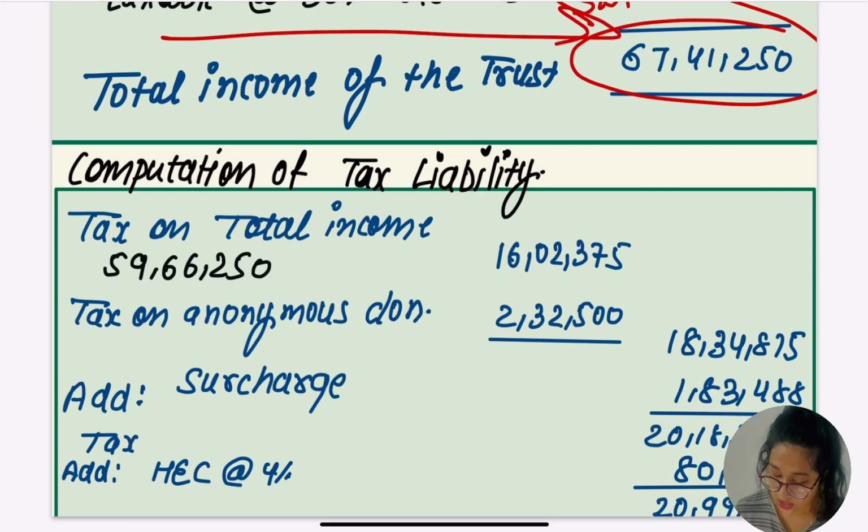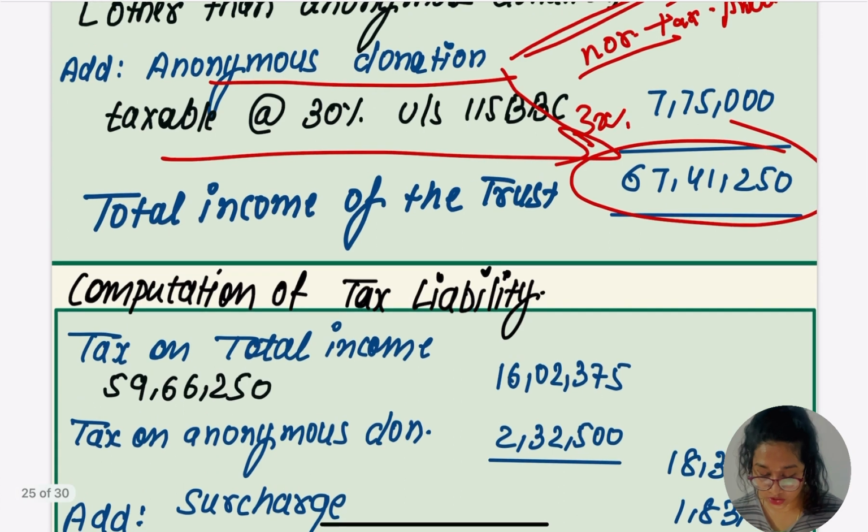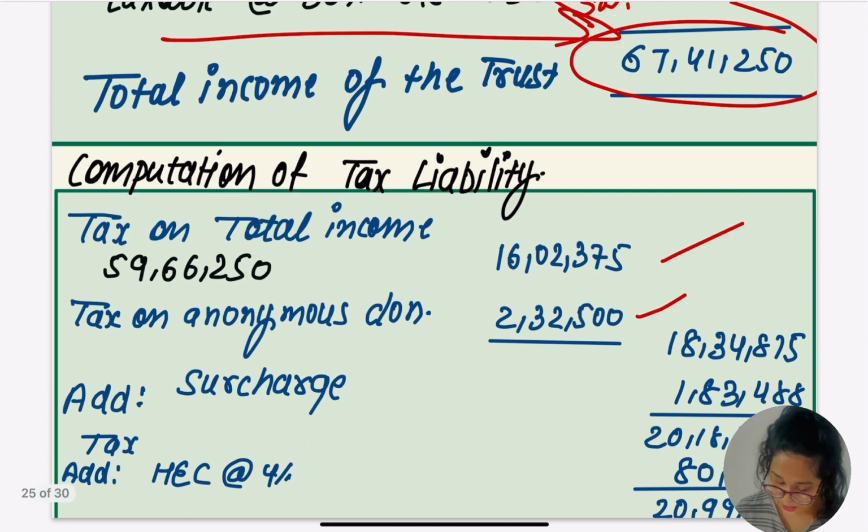What about the anonymous donation? Tax on the anonymous donation is going to be 30%, so we have 2,32,500. Let's take out the total amount of tax payable: 18,34,875. Now the total income was more than 50 lakh, so we have to add the surcharge of 10% if it exceeds 50 lakh.